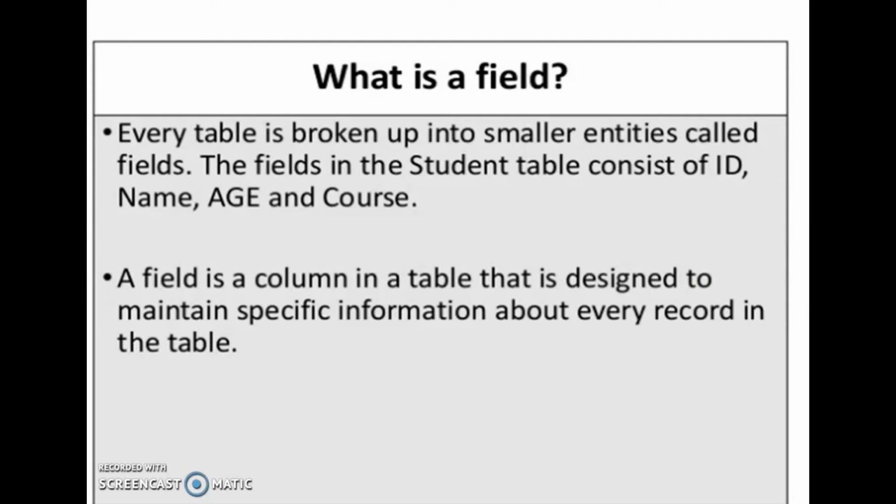Then what's a field? Every table is broken up into smaller entities called fields. The fields in a student table consist of ID, name, age and course. Vertical alignment, that is also known as columns. Okay, clear? A field is a column in a table that is designed to maintain specific information about every record in the table.